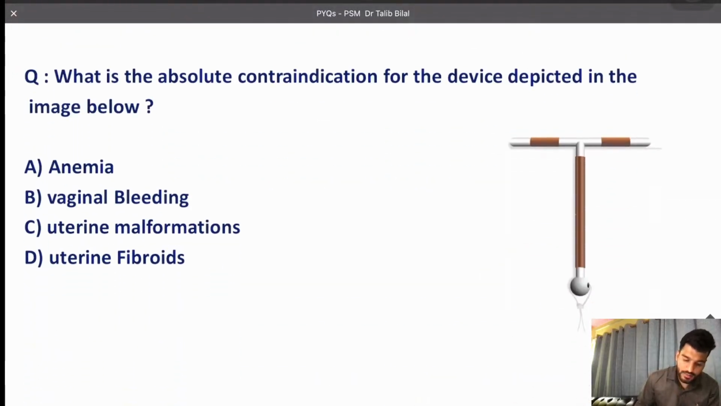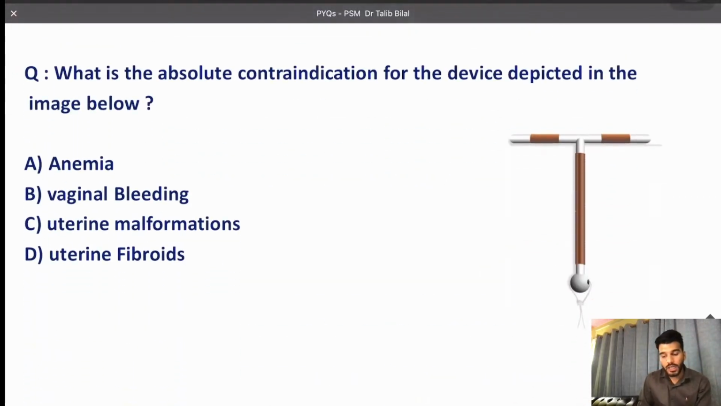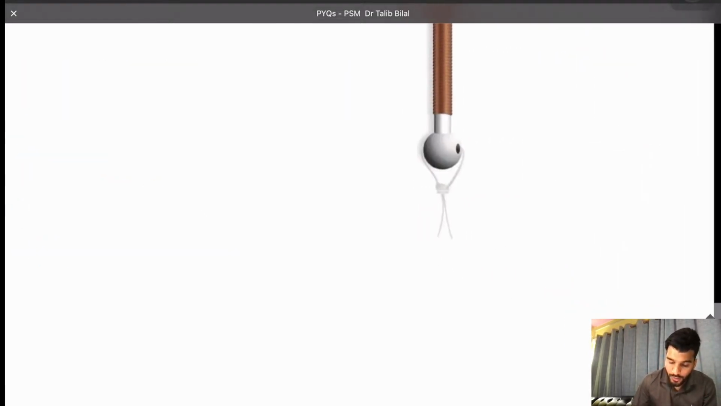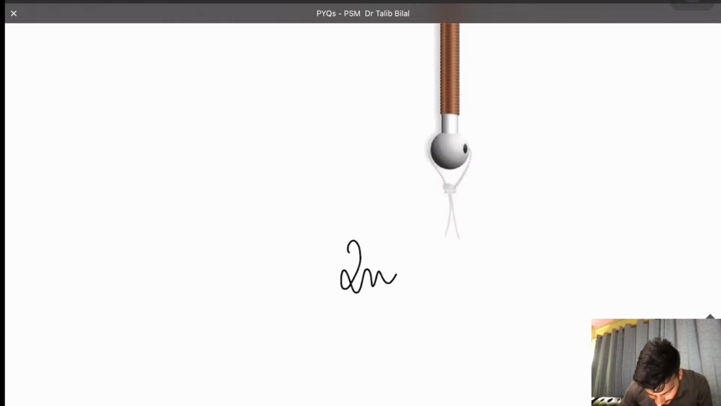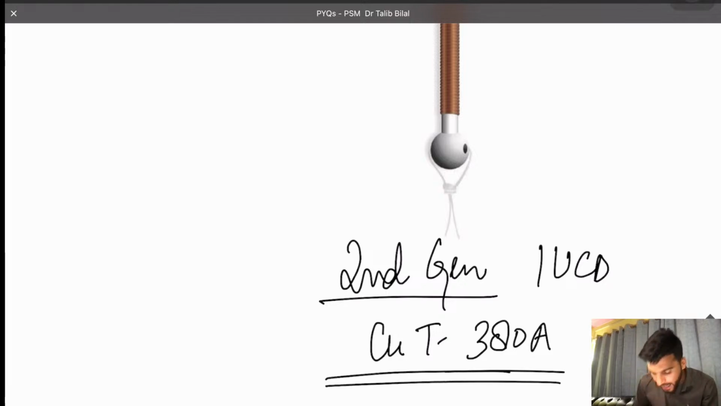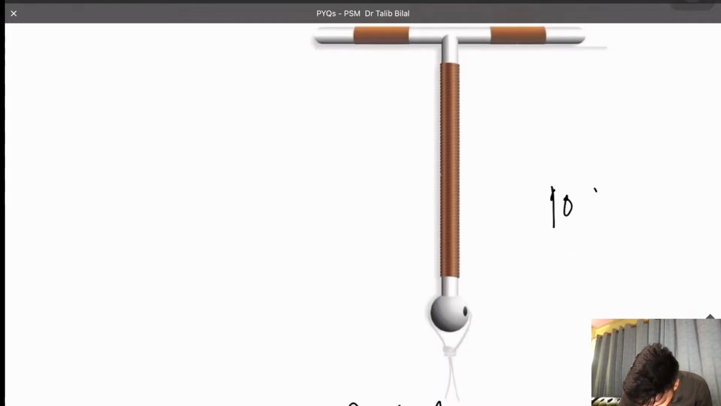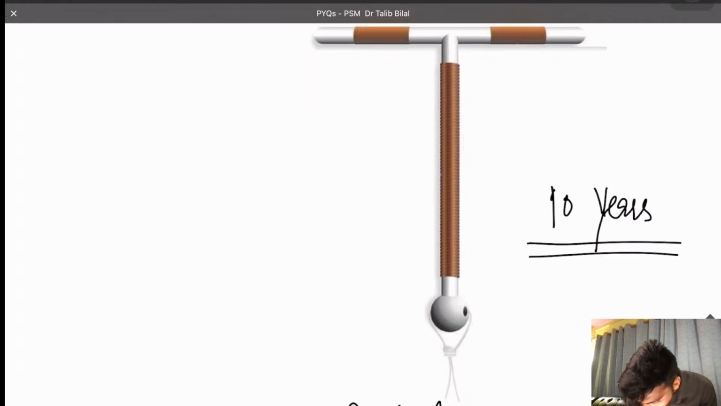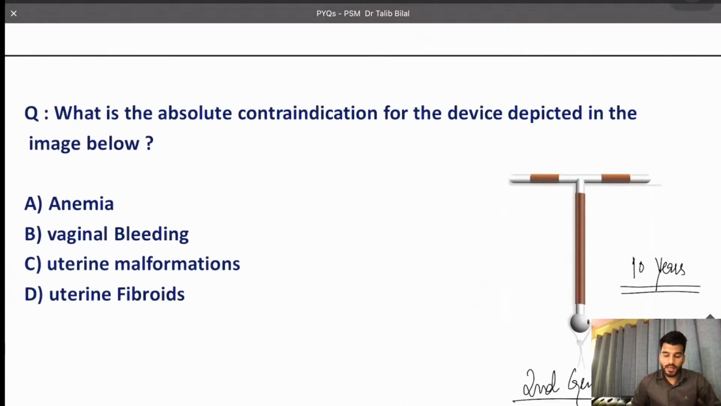Next question. What is an absolute contraindication for the device depicted in the image below? So what is the device? It's an intrauterine contraceptive device. It's a second generation contraception device, IUCD, called copper T380A. It's a copper containing contraception device. The question asked what is the lifespan of this IUCD? It is 10 years. Now you have to say what is an absolute contraindication for the device.